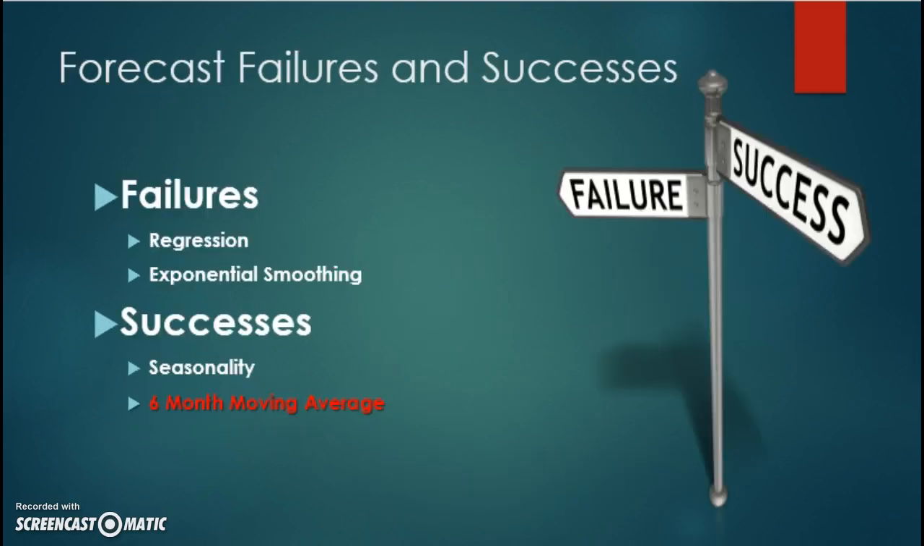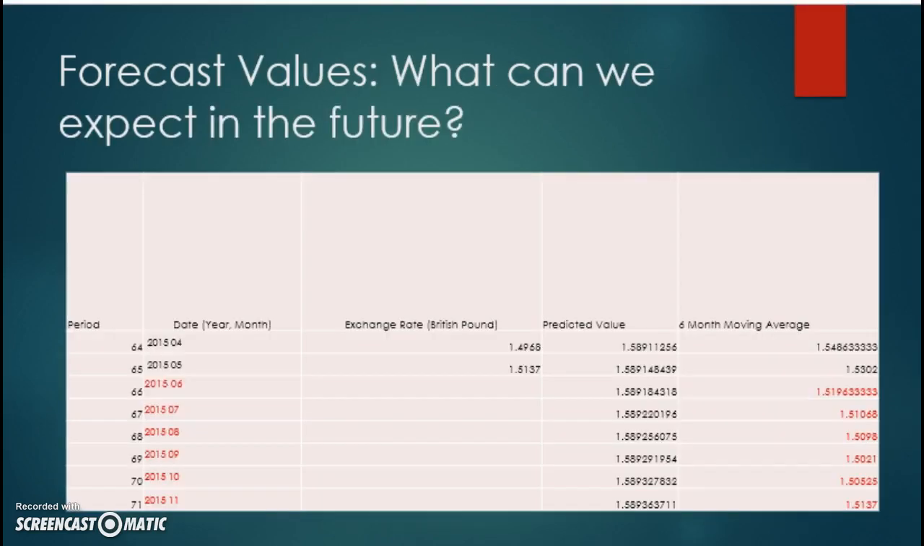So then, let's move on to our failures and successes. As we discussed, we can see that regression and exponential smoothing did not result in the best forecast, resulting in failures. However, we have our seasonality and our 6-month moving average, which gave us much better predictors and much better forecasts. Therefore, those resulted in successes. More specifically, we will be focused on the 6-month moving average. As we previously mentioned, we can see that the 6-month moving average is a good predictor and can provide us with the forecast values we need.